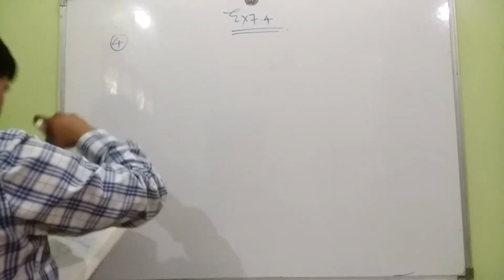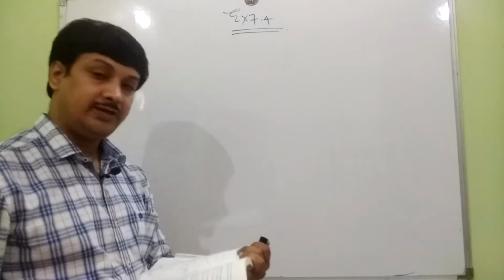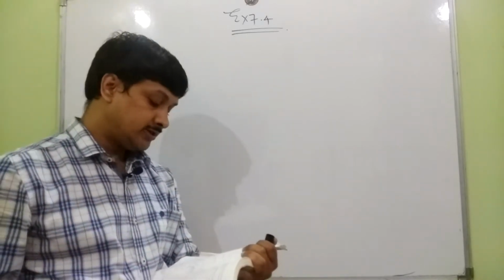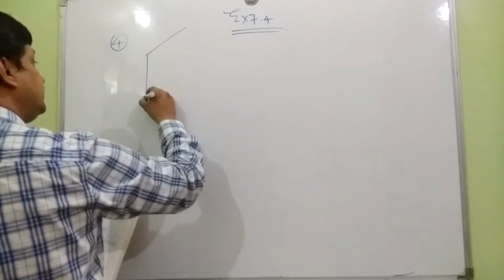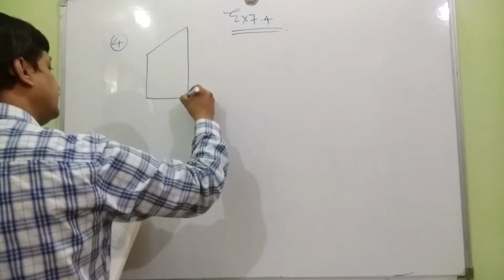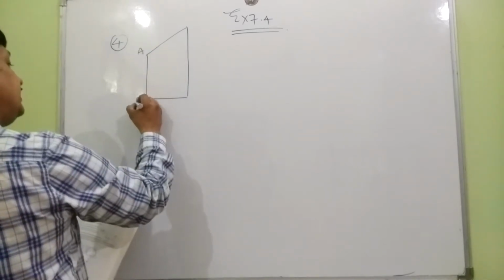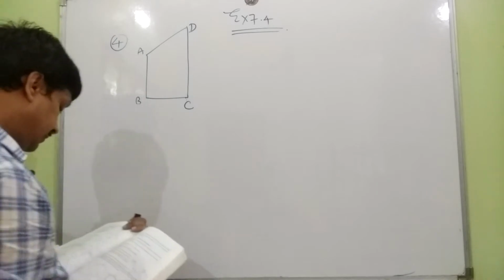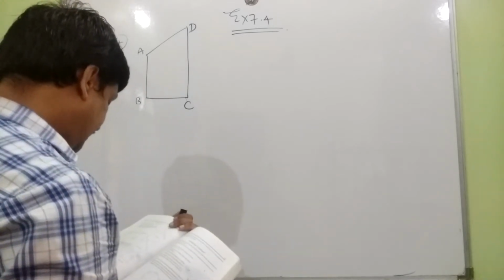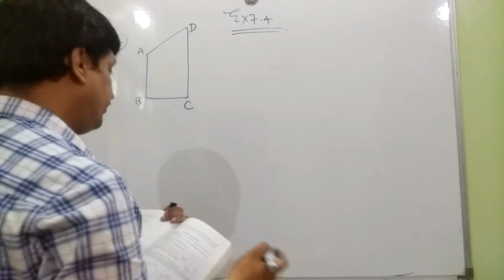Question number 4: AB and CD are respectively the smallest and longest side of quadrilateral ABCD. We have a quadrilateral ABCD. AB is the smallest side and CD is the longest side of this quadrilateral. This is given, and what to prove?